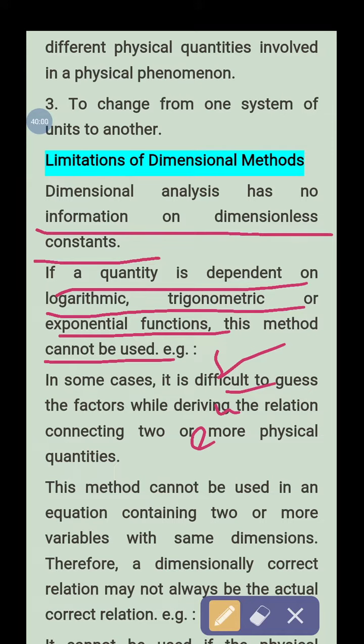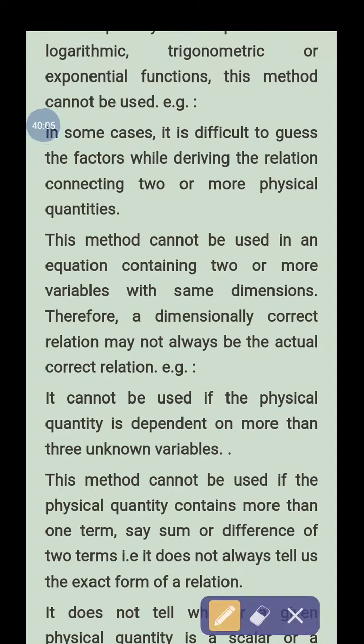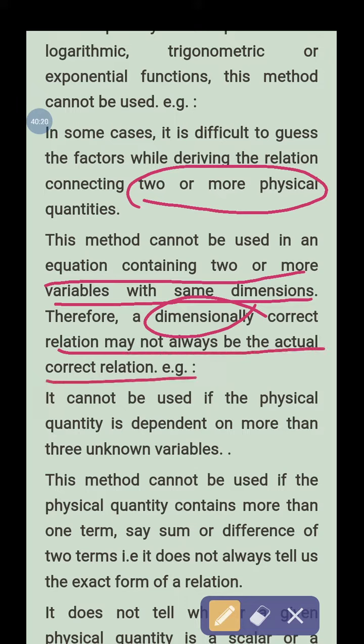In some cases, it is difficult to guess the factors while deriving the relation connecting two or more physical quantities; we can't express it. The method cannot be used in equations containing two or more variables with the same dimension. Therefore, a dimensionally correct relation may not always be actually correct. It also cannot be used if the physical quantity depends on more than three unknown variables.